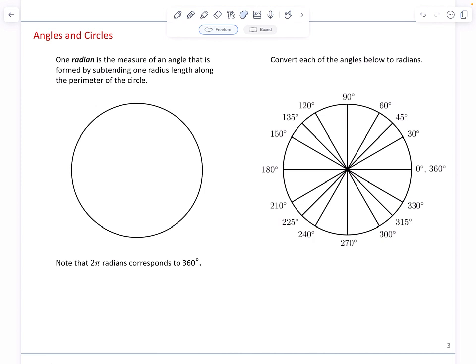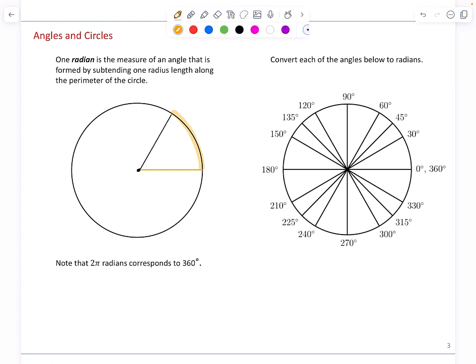There is a second way to measure angles using a unit known as a radian instead of degrees. 1 radian is the measure of an angle that is formed by subtending one radius length along the perimeter of a circle. So let me begin by drawing the center and the radius. Now if you take this radius as if it was made of string and you begin to wrap it around the perimeter of the circle, you would expect to get about this far, judging by the naked eye, and then we've put our second line segment to form the angle.